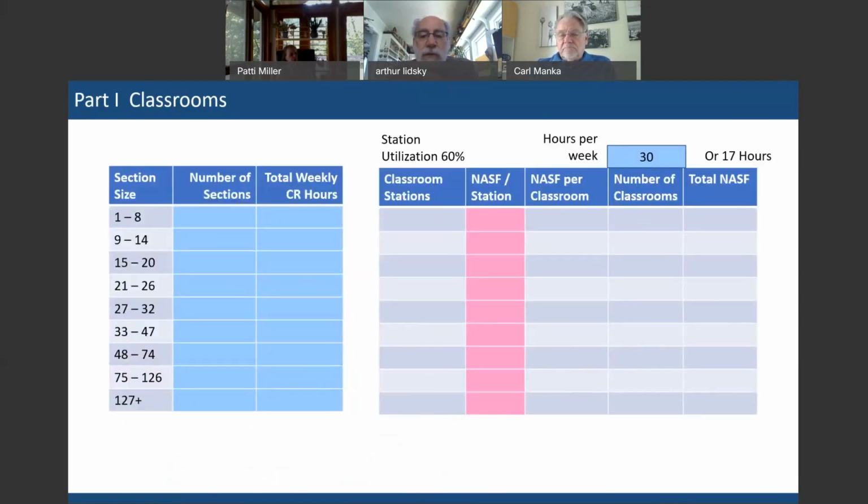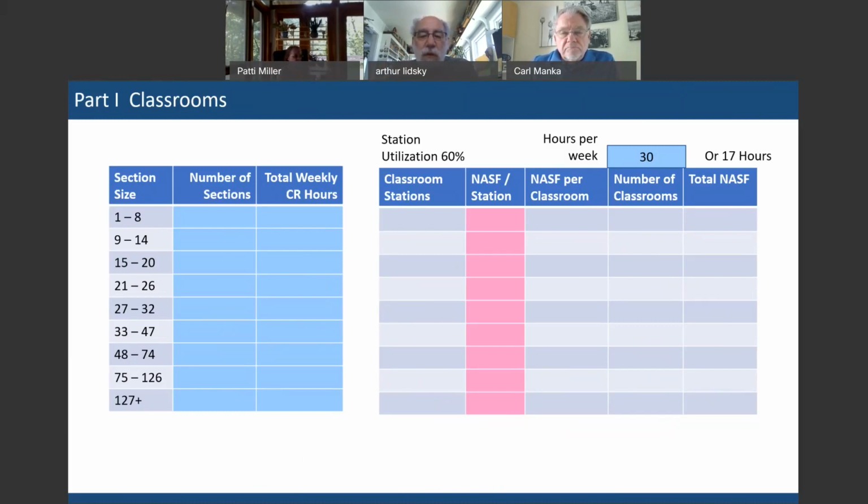So here's the first spreadsheet, part one, classrooms. What we're looking for is the number of sections and the total weekly classroom hours by section size. On the very left-hand side we have the number of seats or stations in the room, then the number of sections. And basically all we're looking for are those blue boxes to be filled out.